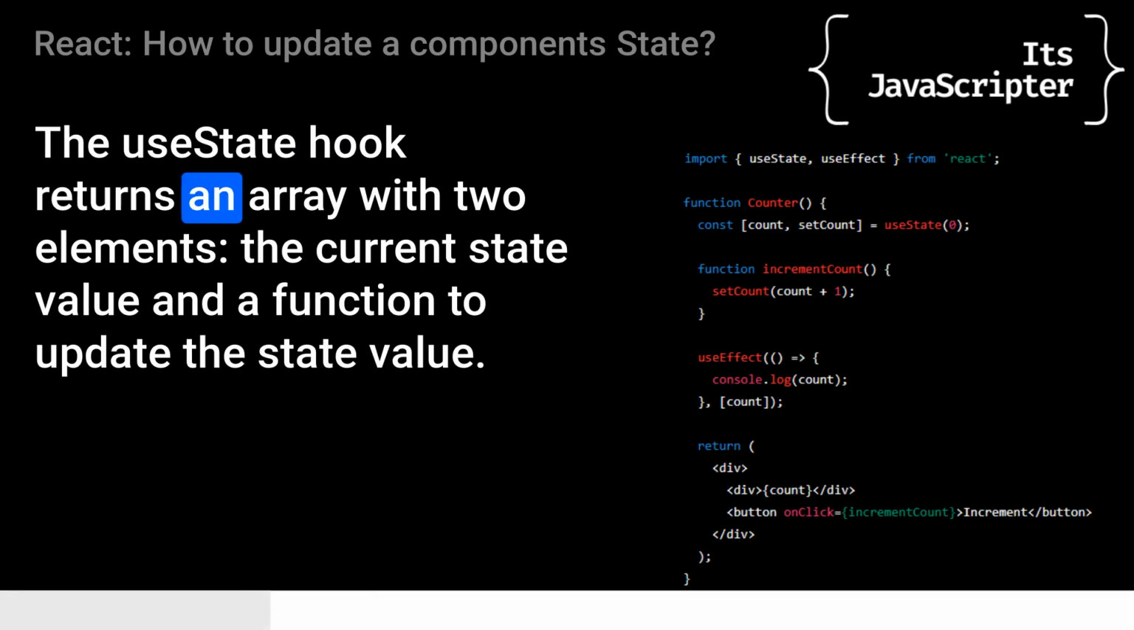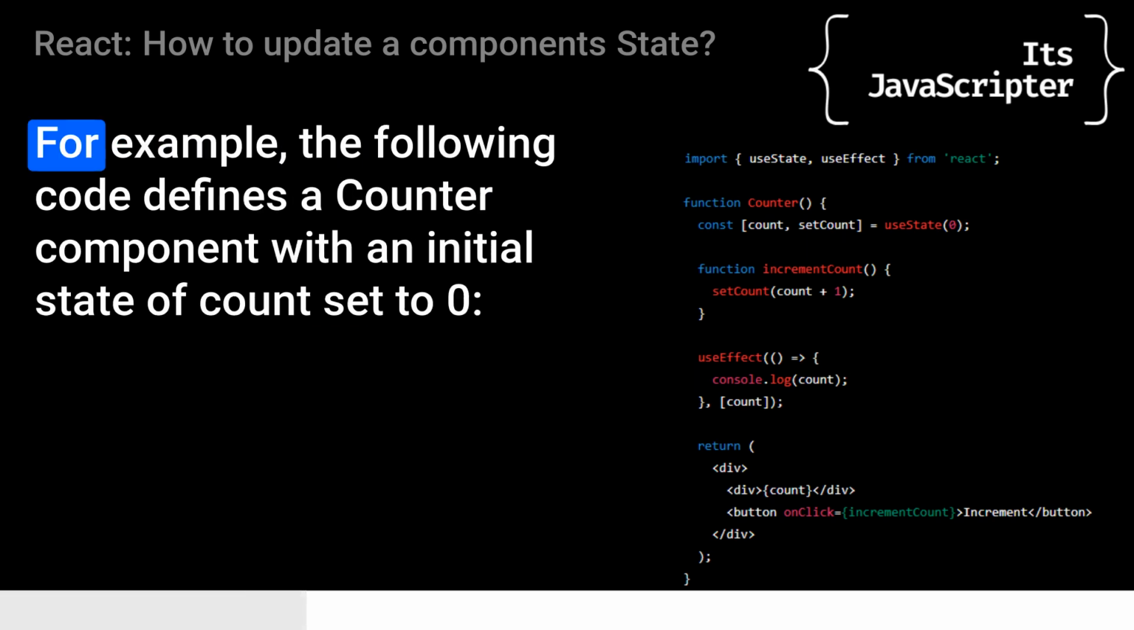The useState hook returns an array with two elements, the current state value and a function to update the state value. For example, the following code defines a counter component with an initial state of count set to 0.